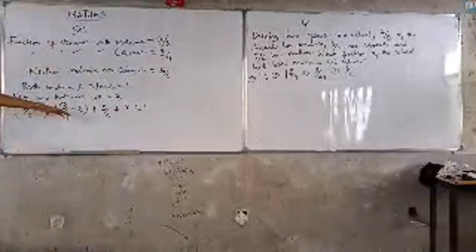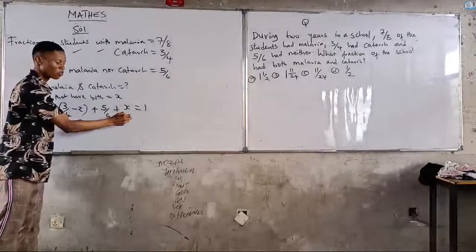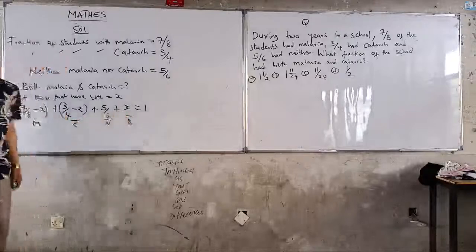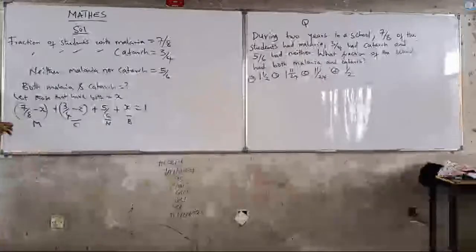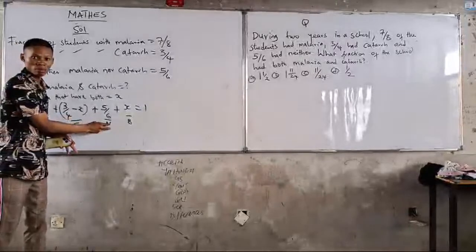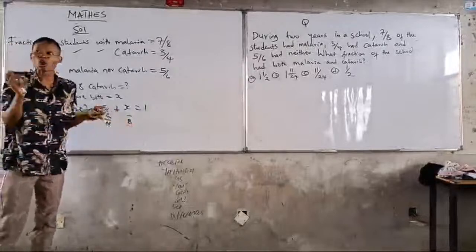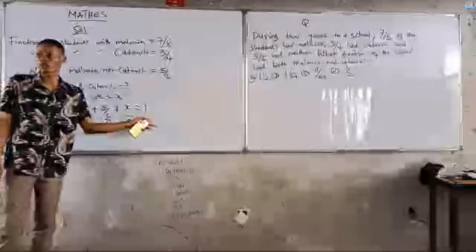Let me explain this again. With this, you are done. You just solve your normal mathematics and you get your answer. But the fraction that have none of them, and this one represents the fraction that have both of them. So if you add people with only malaria, only catarrh, none of them, and these persons have both of them, you have the total population, the total fraction.